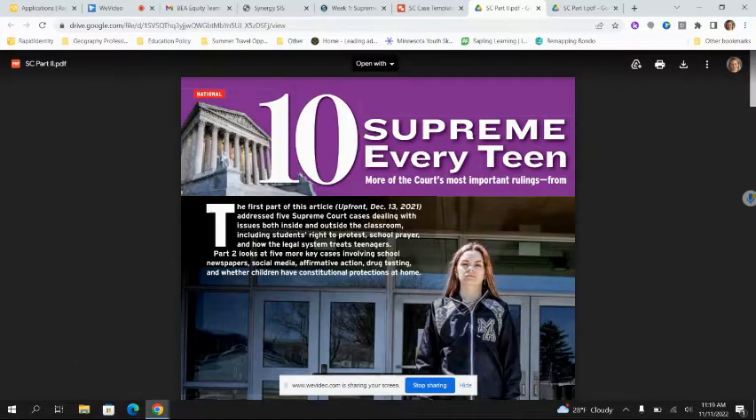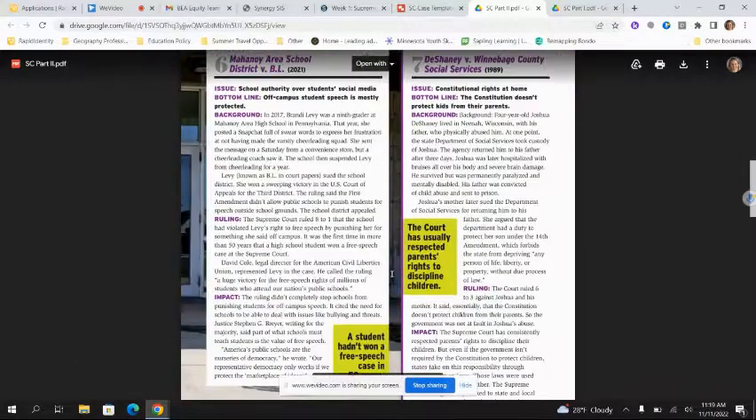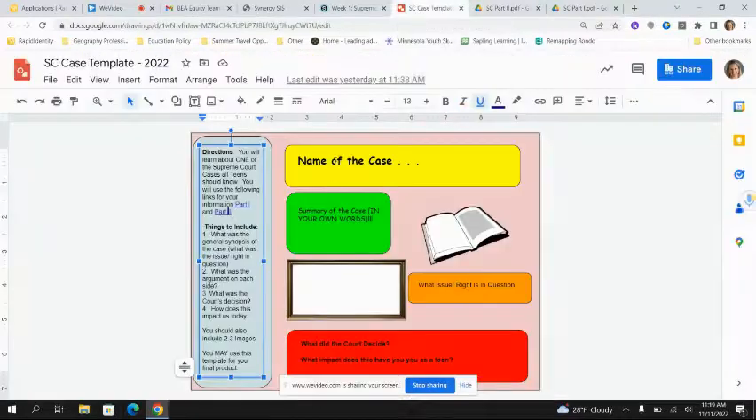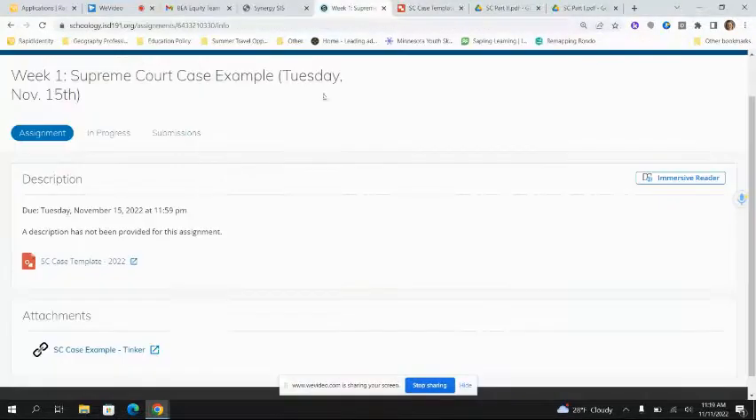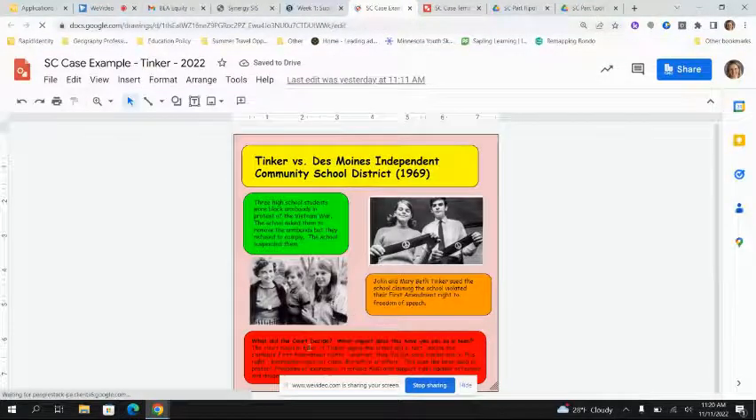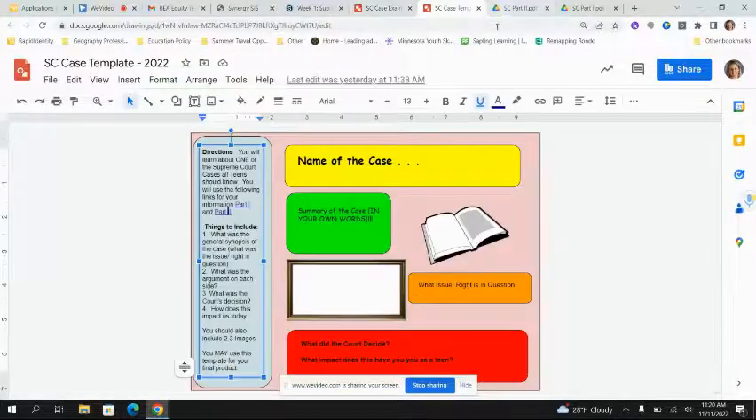So here's 5 more Supreme Court cases that you should know about. You are then going to choose one of them. I am going to tell you right now that you may not choose the first one. The first one is Tinker, because I have an example here of what this should look like by the end. But you are going to choose one.